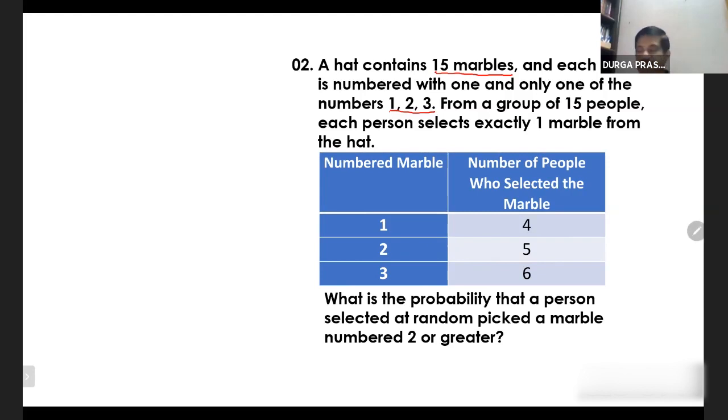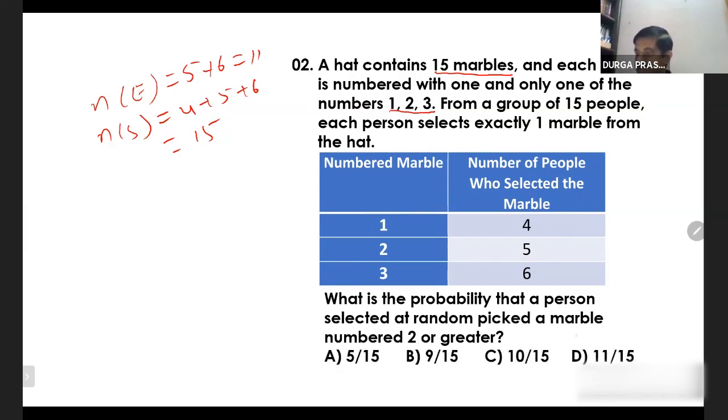2 or greater means 5 people with 2 and 6 with 3, so n of E becomes 5 plus 6, that is 11. What is n of S, the total sample space? You have the sum of all three numbered marbles, 4 plus 5 plus 6, so that is 15. So the answer should be 11 by 15, n of E by n of S. So the option is D.